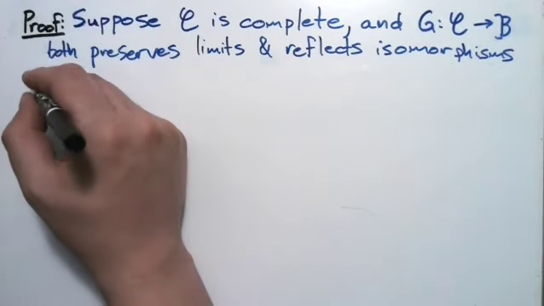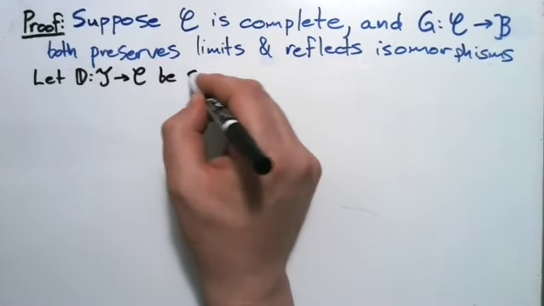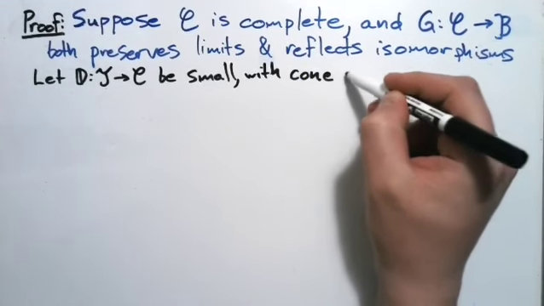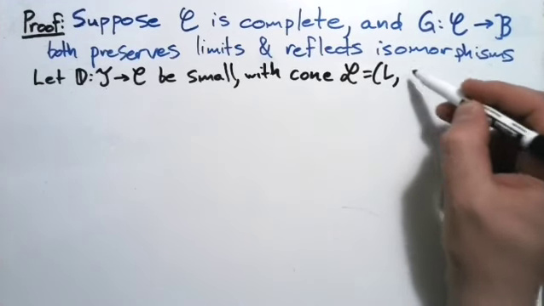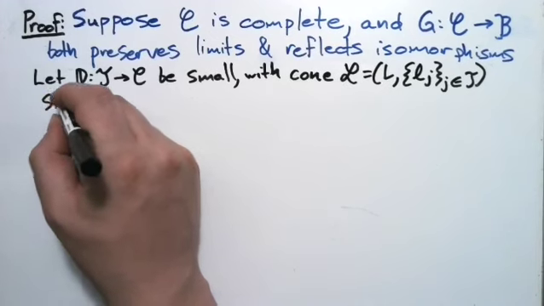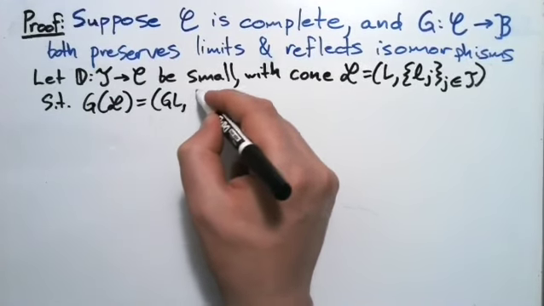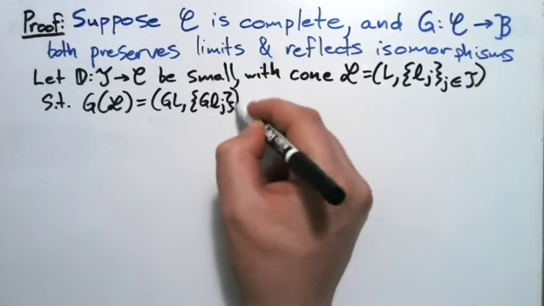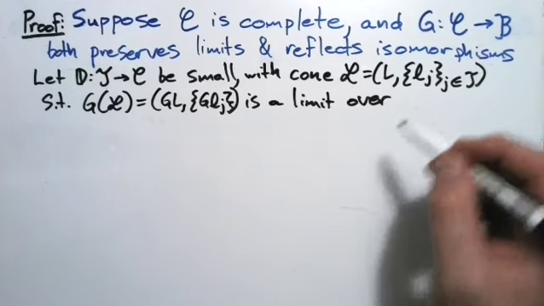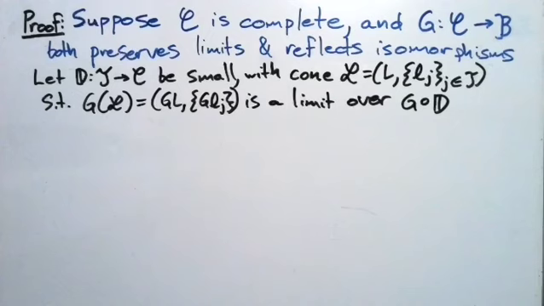Well, we need to take a small diagram D. So let D going from J to C be small, and it needs to have a cone L, with vertex L and legs Lj for each j in J, such that the image of L under G, which is G of L and G of Lj for all the legs, is a limit over the composition of G with D. So that's basically the image of our small diagram D under G.